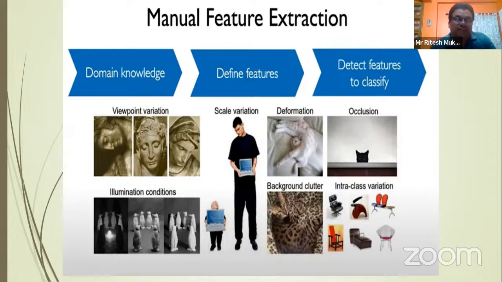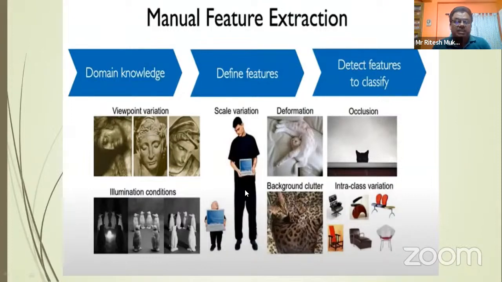But there are different drawbacks, like viewpoint variation. On the left bottom corner you can see the same image, it is tilted, or it is rotated by 90 degrees. In that case, how will the computer system identify the unique features, because you have to apply the filter accordingly. You cannot apply the filter as it is. So that is one of the major drawbacks.